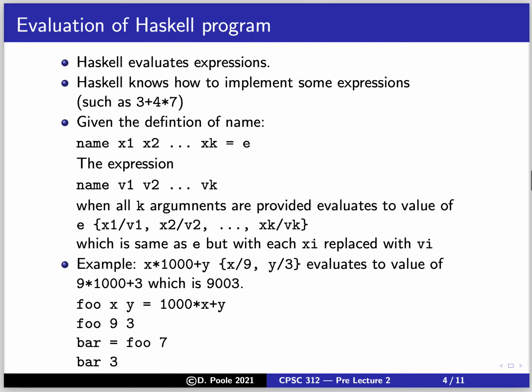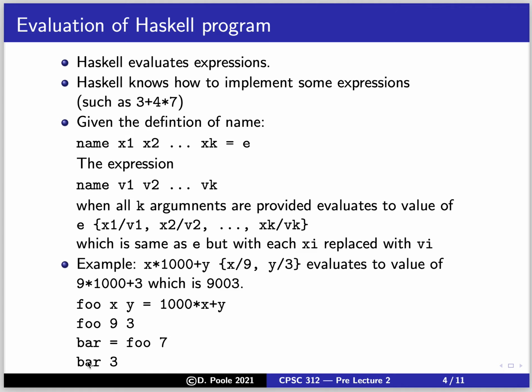That's how it works. So as an example of doing this, foo of x y is equal to 1000 times x plus y, then foo of 9, 3. What happens is that we're going to evaluate this, but with x replaced by 9 and y replaced by 3. If we say bar is foo 7, well, this just provides a definition of bar. Okay, it doesn't do anything. It doesn't evaluate foo or anything. It just defines a definition of bar.